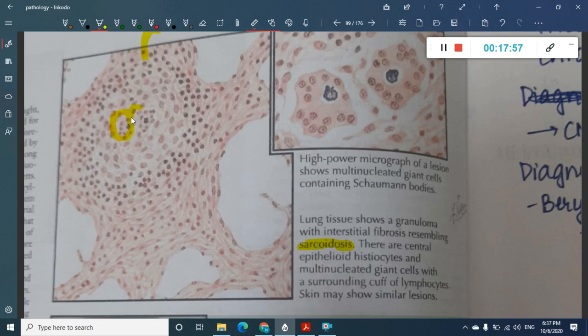Here you see central histiocytes, and these are surrounded by many multinucleated giant cells, and these are again surrounded by lymphocytes. So actually it's like a three layered structure. I'll draw you the layers again. See, this is one layer which contains the histiocytes, and you have multinucleated giant cells, and you have surrounding lymphocytes. Okay, so this is seen in berylliosis.